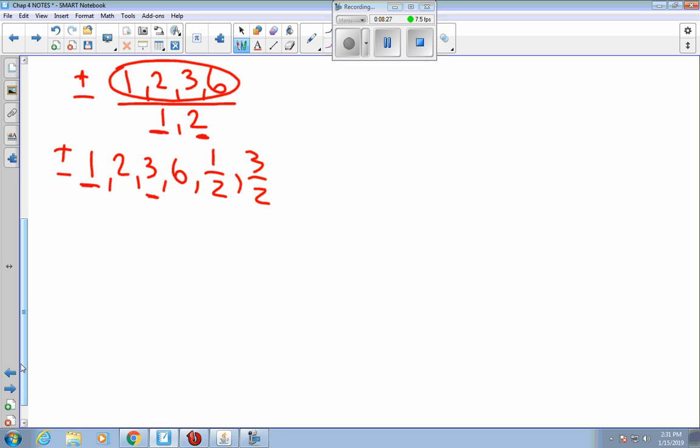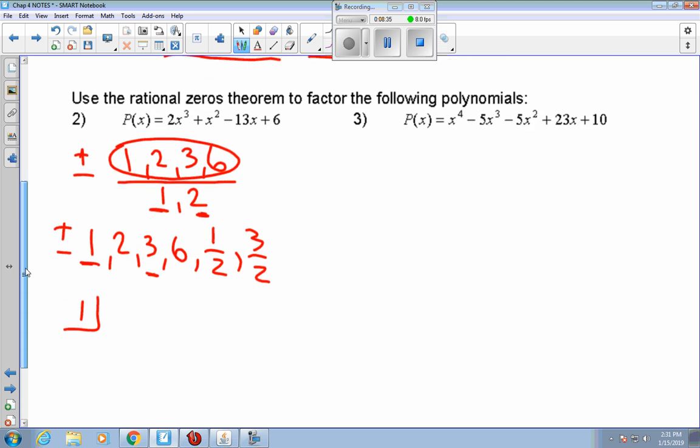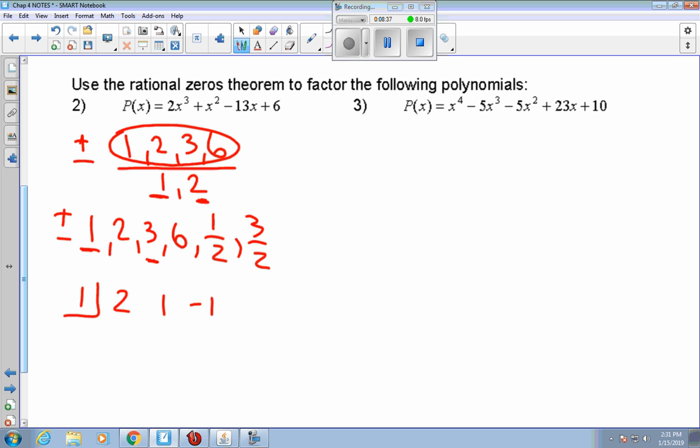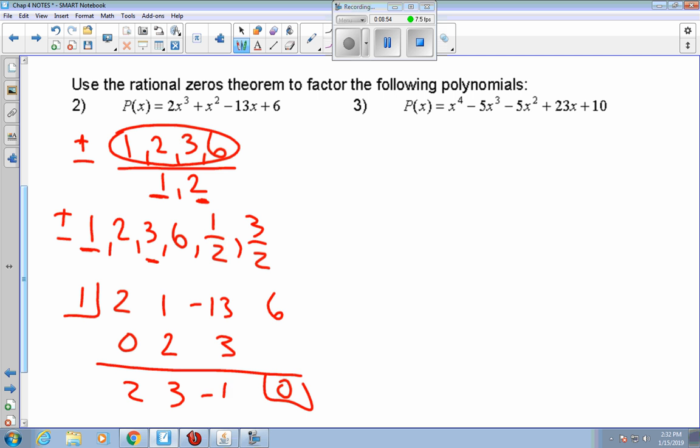So let's test. We'll just go in order. We'll start with 1. So we have 1, and we have 2, 1, negative 13, 6. I need this to be a 0. So 1 times 2 is 2. 2 plus 1 is 3. 1 times 3 is 3. Negative 10, negative 10. No good. It doesn't work. It doesn't give me that 0.